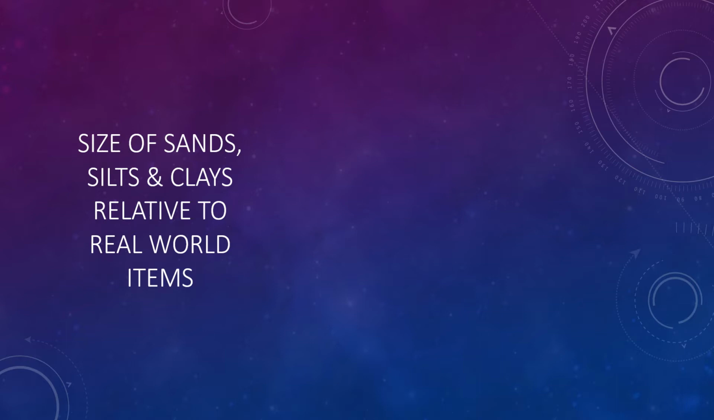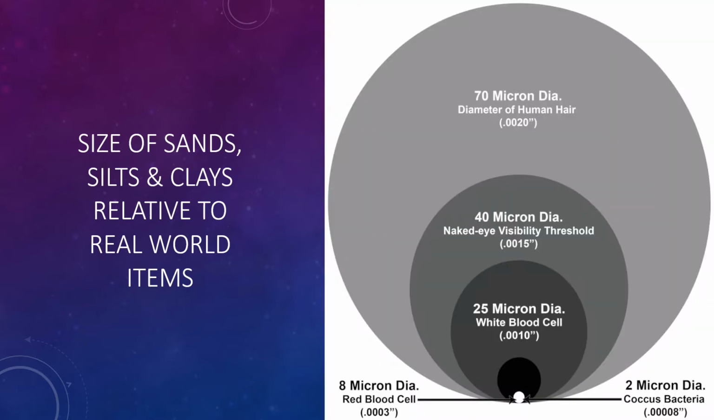So let's take a look at another way to compare silt and clay to real world items. If I took your hair, and we cut it the same length as the diameter, it's going to be 60 to 70 microns in size. So that gives you an idea. That's a pretty small piece.